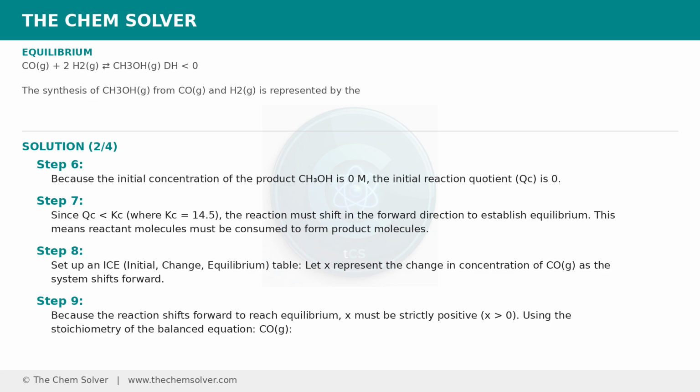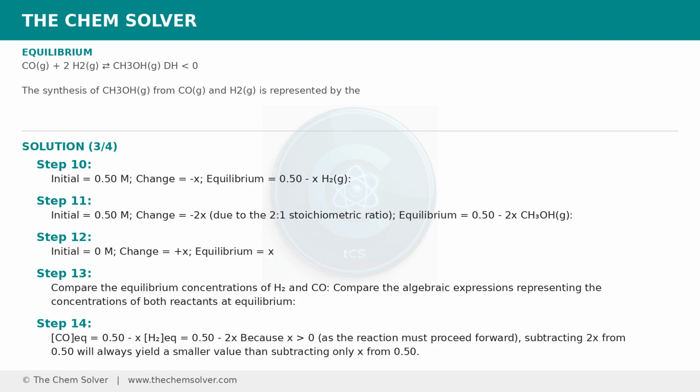Set up an ICE (initial, change, equilibrium) table. Let x represent the change in concentration of CO as the system shifts forward. Because the reaction shifts forward to reach equilibrium, x must be strictly positive, x greater than 0. Using the stoichiometry of the balanced equation, CO: initial equals 0.50 molar, change equals -x, equilibrium equals 0.50 - x.